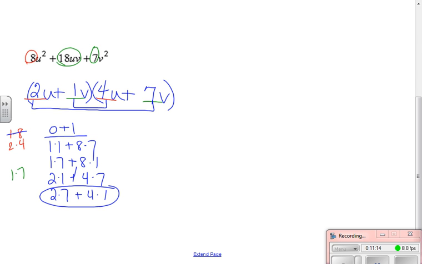If you check outside, 14uv, inside, 4uv, 18uv. First two terms, 8u squared. Last two terms, 7v squared. And everything checks out. So trial and error will work.